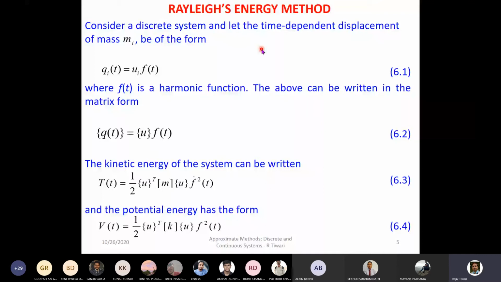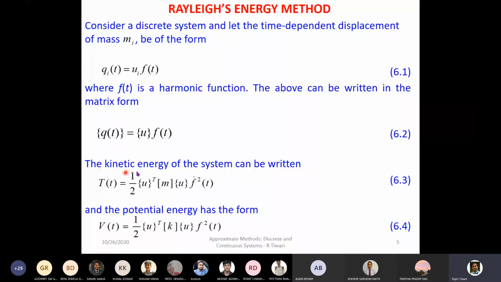So the generalized coordinate is Qi, where i can vary from 1 to n. We generally express the generalized coordinate as the amplitude and the harmonic function. Because i varies from 1 to n, these can be combined in vector form. So this vector is a column vector of n into 1, and this is also a column vector of amplitudes, n into 1.